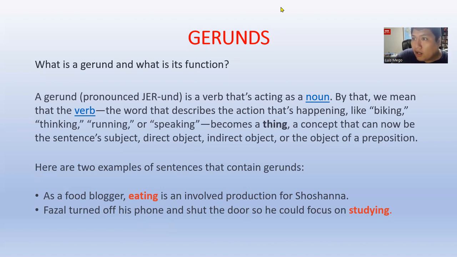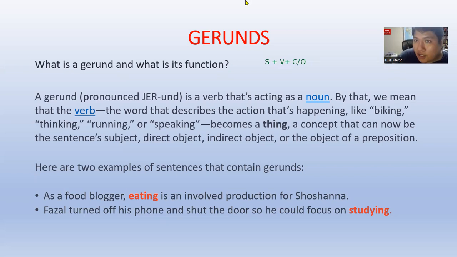Why, teacher? Because, pay attention, we need to consider the following. A simple sentence contains what? A subject, a verb, and the complement, in which is the object. Yes? So, eating in this case is the subject. Why, sir? Because in this case, is is the verb to be. Eating is an involved production for Shoshana.